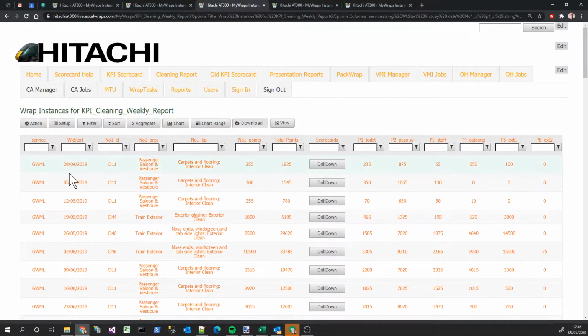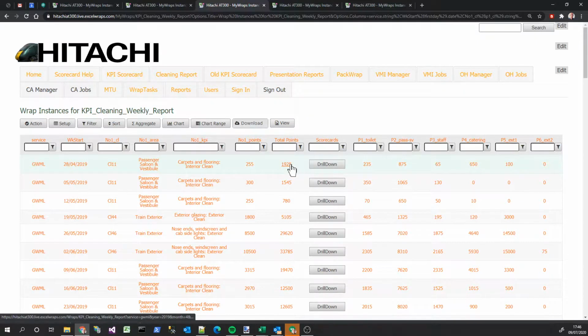So this is the weekly report, and we're going to have a look at some results on a week-by-week basis. This is the train service. This is the week starting. This is the number one fault in that week, which gave rise to the highest number of points, 255 points, and the total points collected on the whole unit for all the faults is this number here.